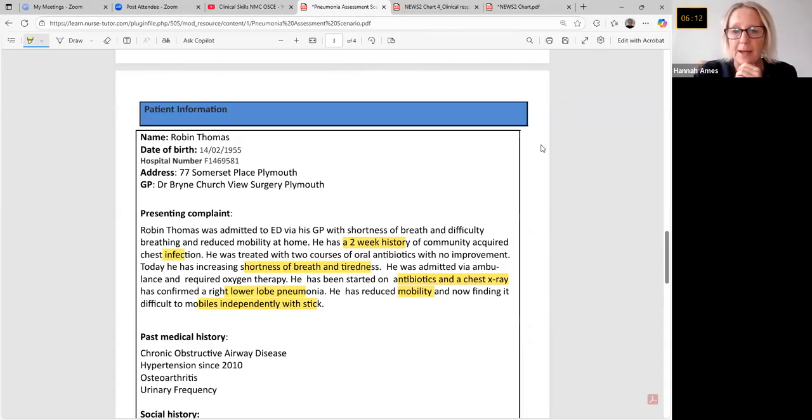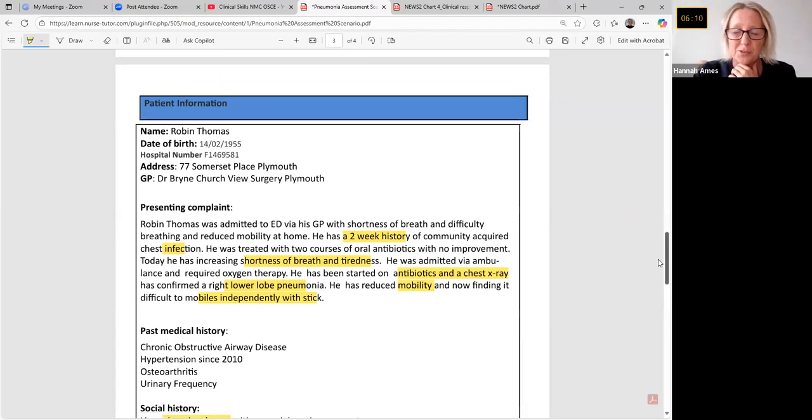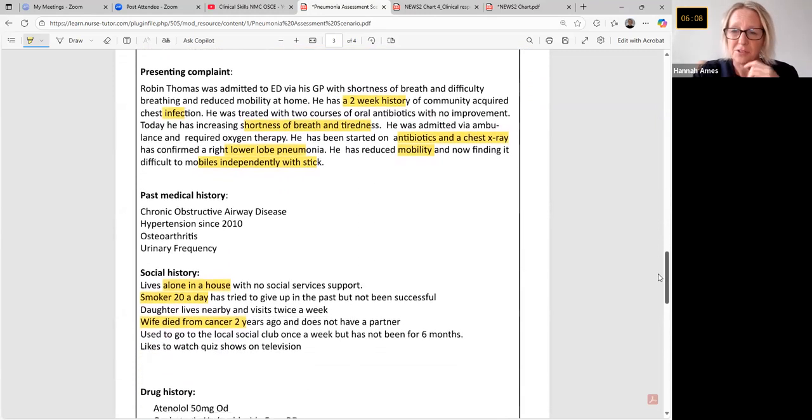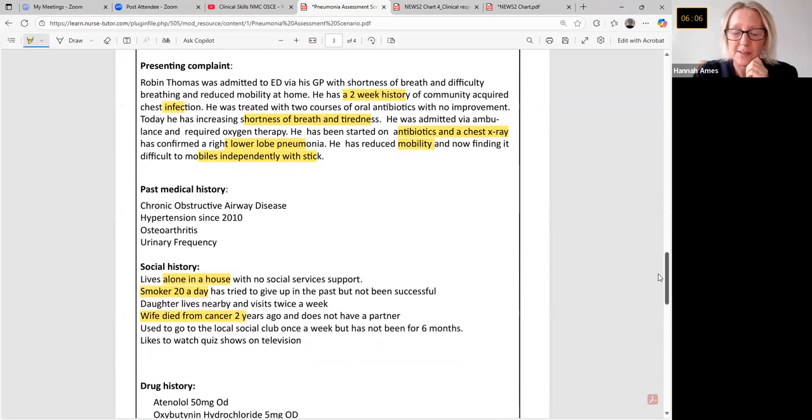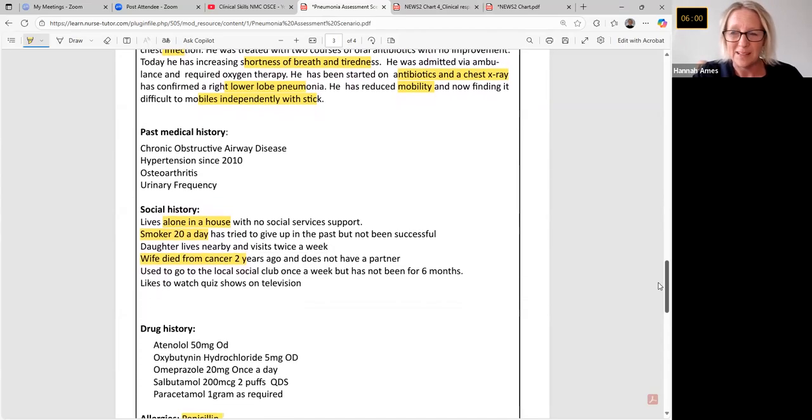So Robin, I've come back now and I've completed your NEWS 2 and you've scored a 3. So this is because your respiratory rate scored a 2 because it's elevated and your blood pressure is a little bit low, which is a 1. So I'm going to monitor you 4 to 6 hourly as per the policy. I am going to escalate this and just discuss it with the doctor because you are finding it a bit difficult to breathe and your blood pressure is a bit lower than normal.